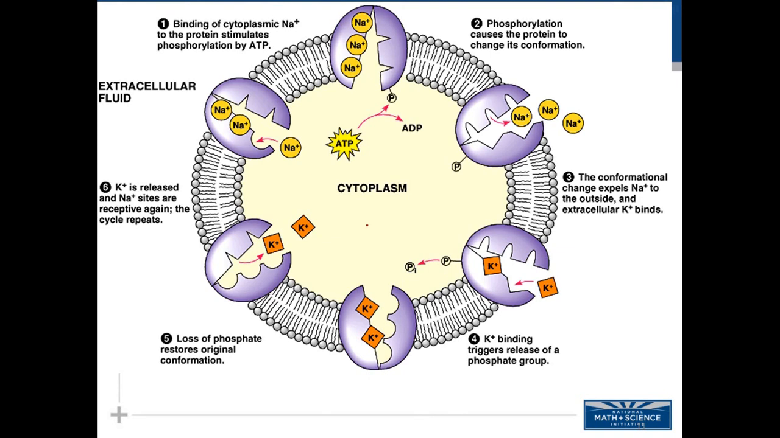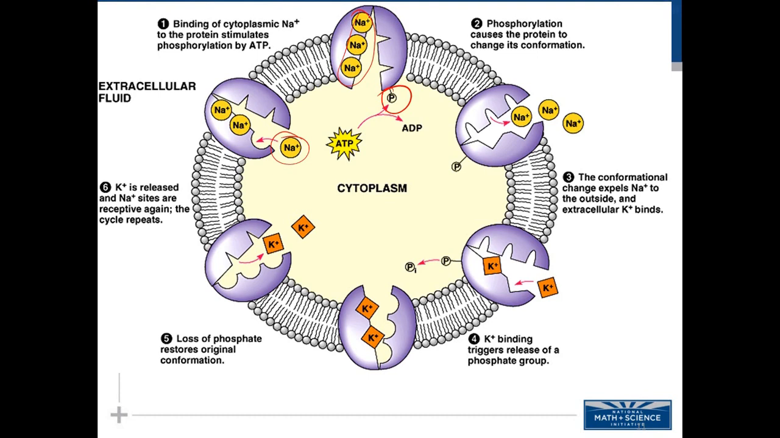So it starts off in step 1. In step 1, we see that we have this protein carrier, and the protein carrier is such that it attracts sodium ions, and it attracts 3 sodium ions. Once the sodium ions are attached to the protein carrier, it causes the protein carrier to change shape once it's been phosphorylated. Well, where in the world is it going to get that extra phosphate group? That extra phosphate group is going to come from ATP.